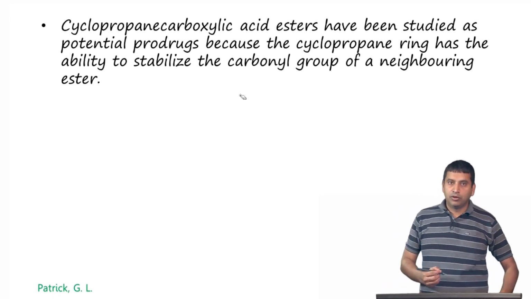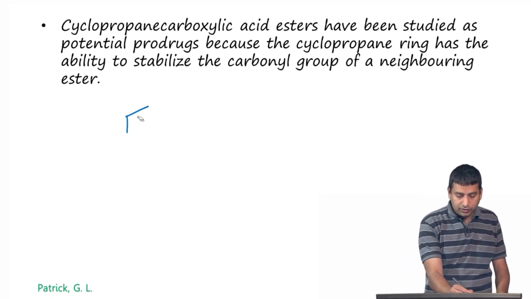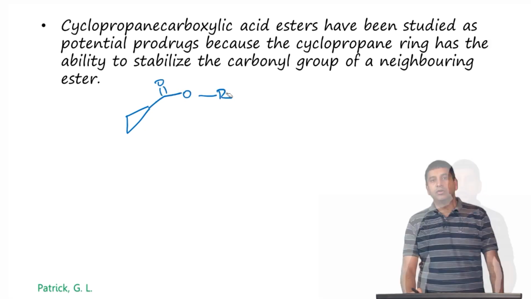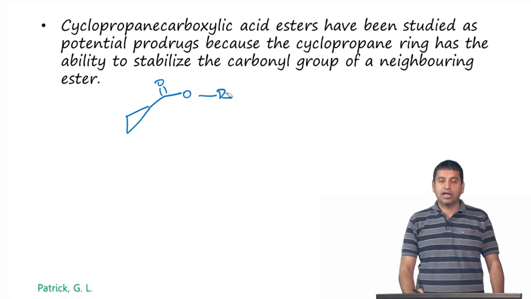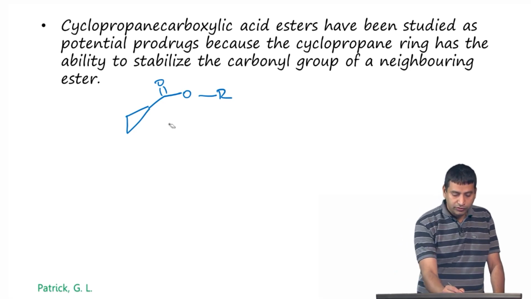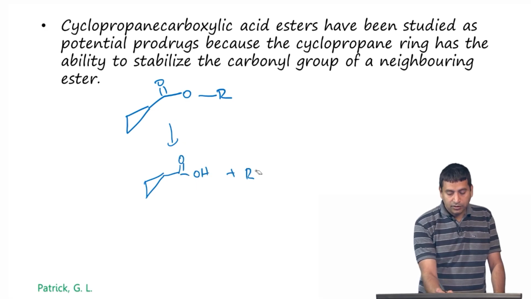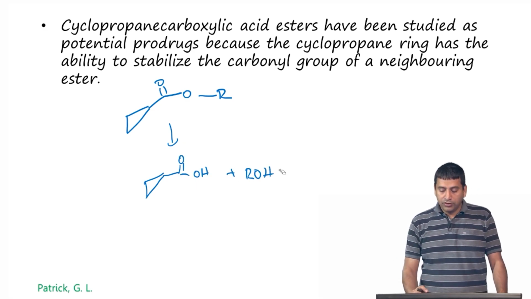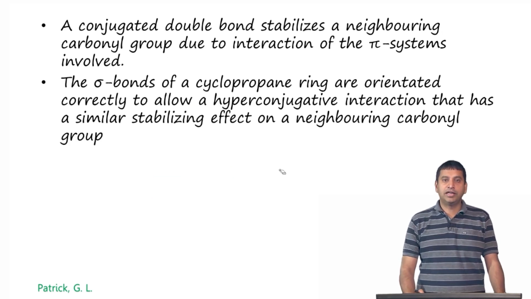Another example of an ester of a carboxylic acid is the cyclopropane carboxylic acid ester. Imagine that your drug has an alcohol, so then you could make a cyclopropane carboxylic acid ester, which can again undergo hydrolysis to give you cyclopropane carboxylic acid and ROH. Okay. Now let us look at this a little bit in detail.